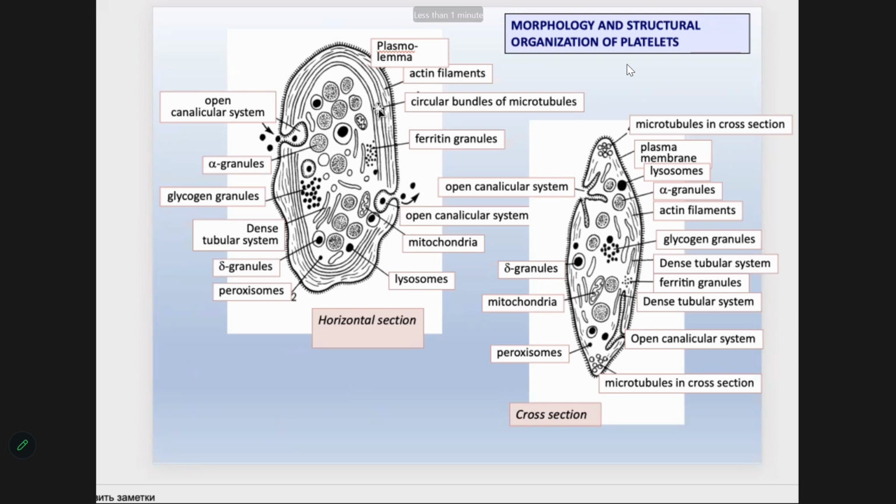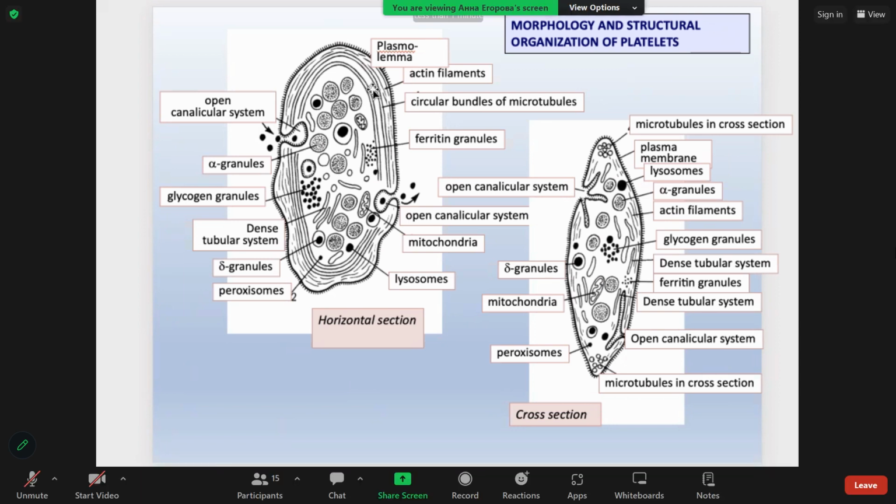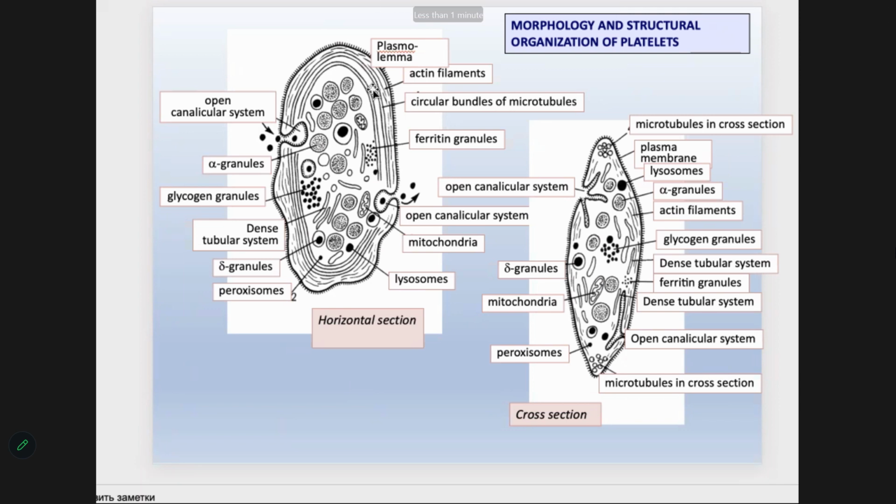Below the microtubules, there are the microfilaments, also elements of cytoskeleton. Microfilaments are made by the contractile proteins such as actin, myosin, gelsolin. These contractile proteins are involved in the contraction of platelets and retraction of thrombus.